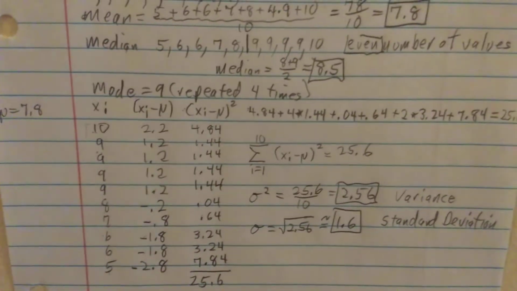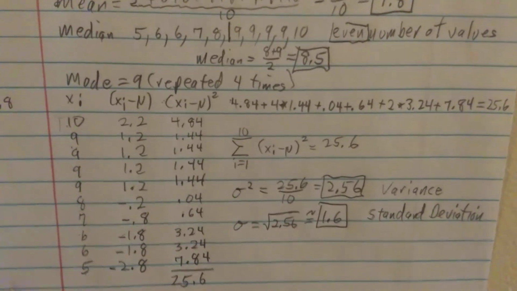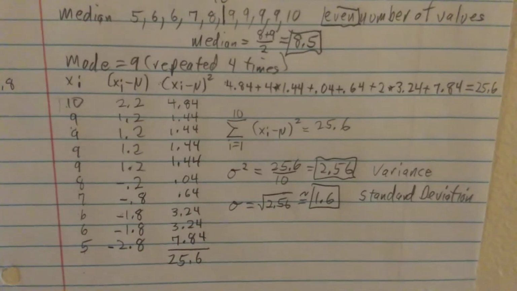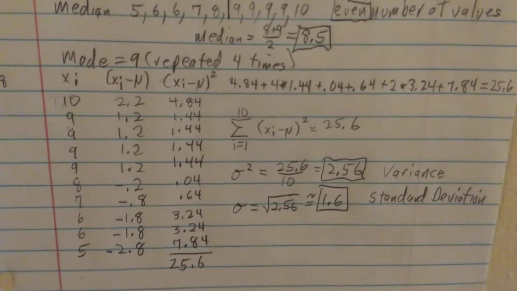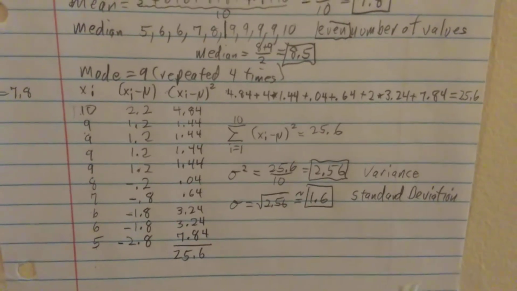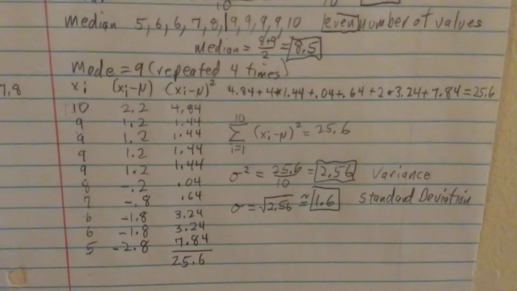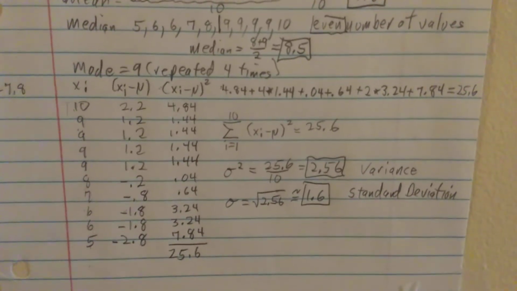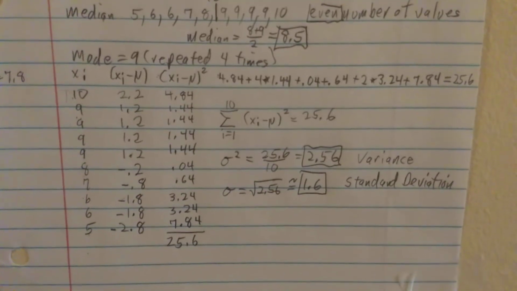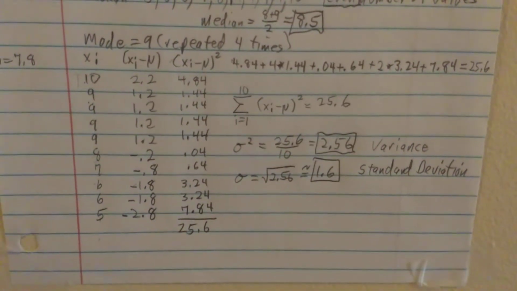And so 10 minus 7.8 is 2.2. The four 9s minus 7.8 is 1.2. The 8 minus 7.8 is 0.2, and 7 minus 7.8 is minus 0.8, and the 6s minus 7.8 is negative 1.8, and the 5 minus 7.8 is negative 2.8.